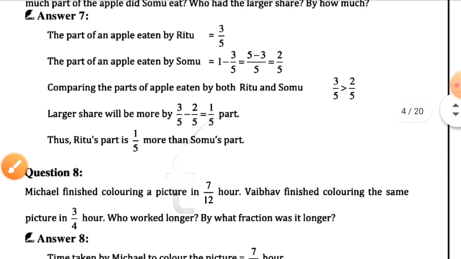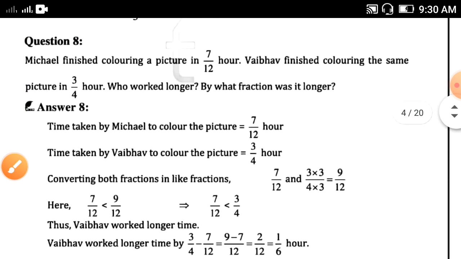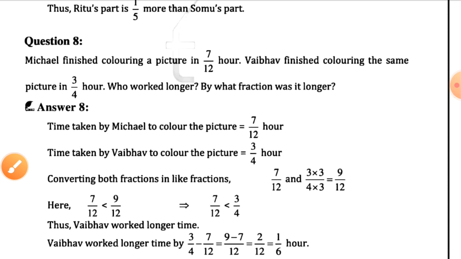By how much? By how much, it means do subtraction. 3/5 minus 2/5 is equal to 3 minus 2, 1/5. 1/5 part. Thus Ritu's part is 1/5 more than Somu's part. Question number 8.